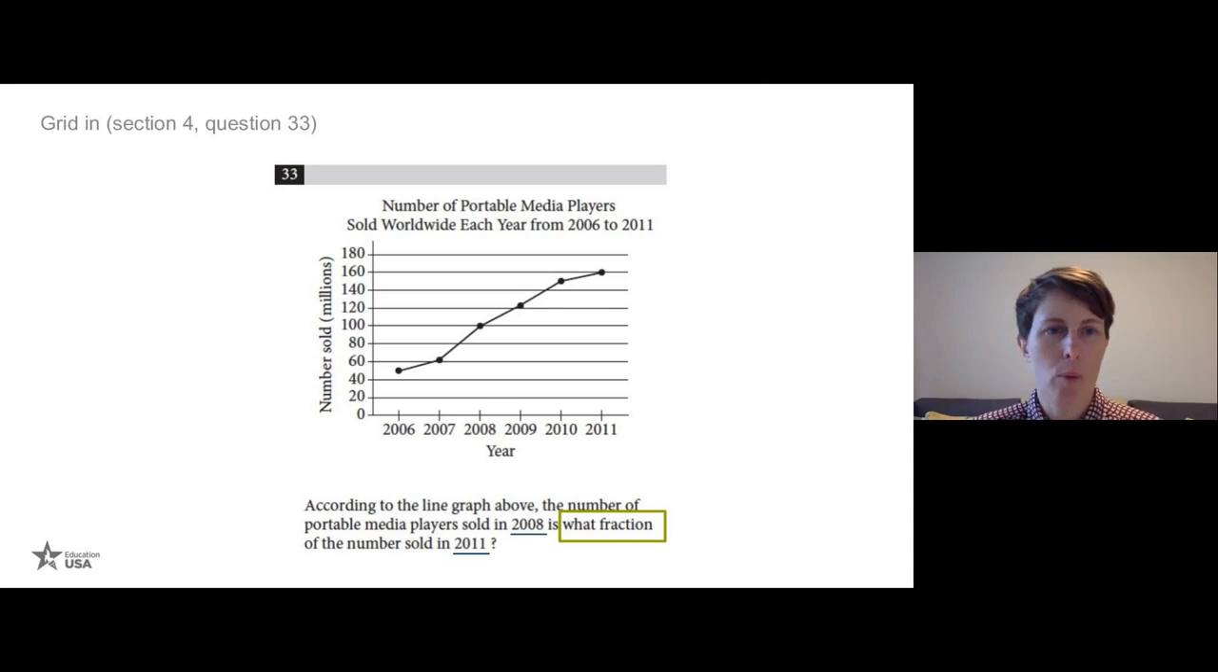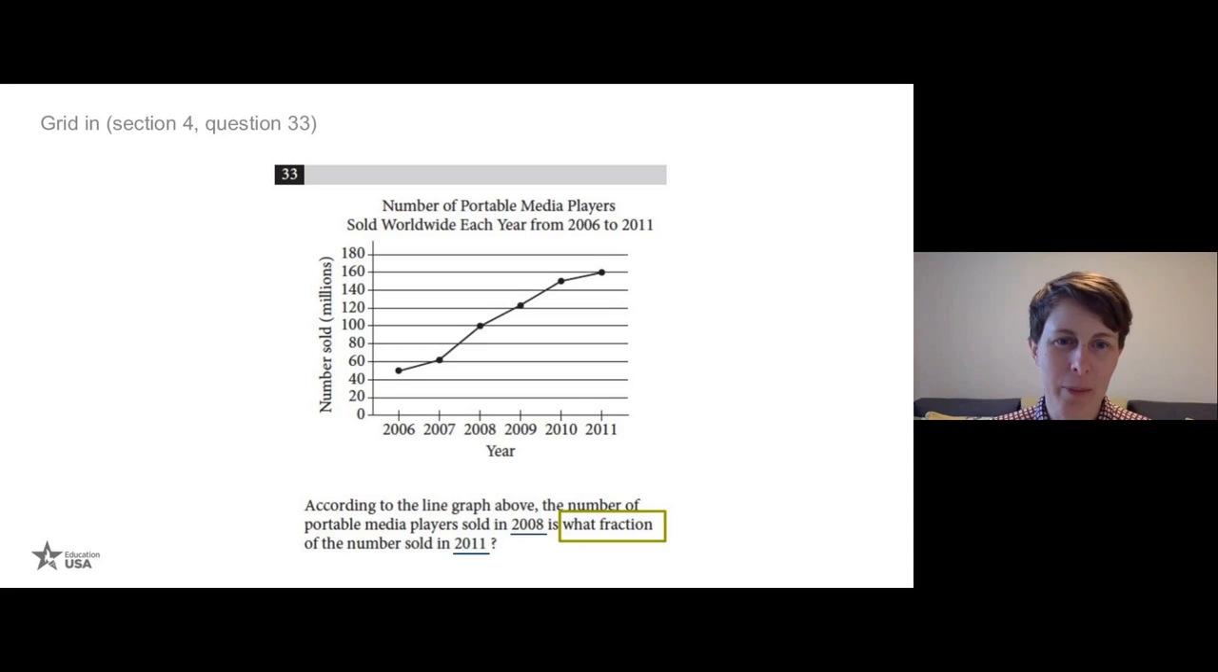So let's grab one of the grid-in questions from practice test 1. Number of portable media players sold worldwide each year from 2006 to 2011. I love how this is a very dated question about a very specific period of time. At this point, maybe you're not even old enough to have seen an iPod.